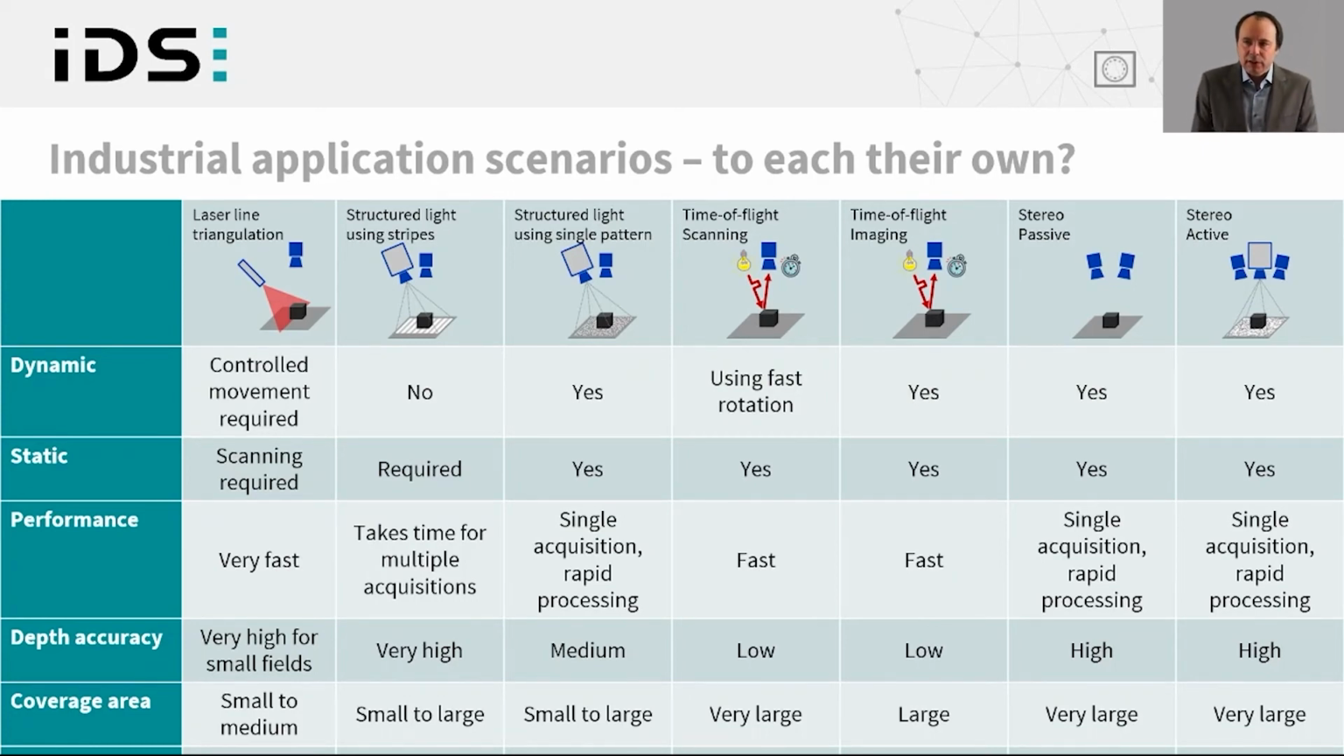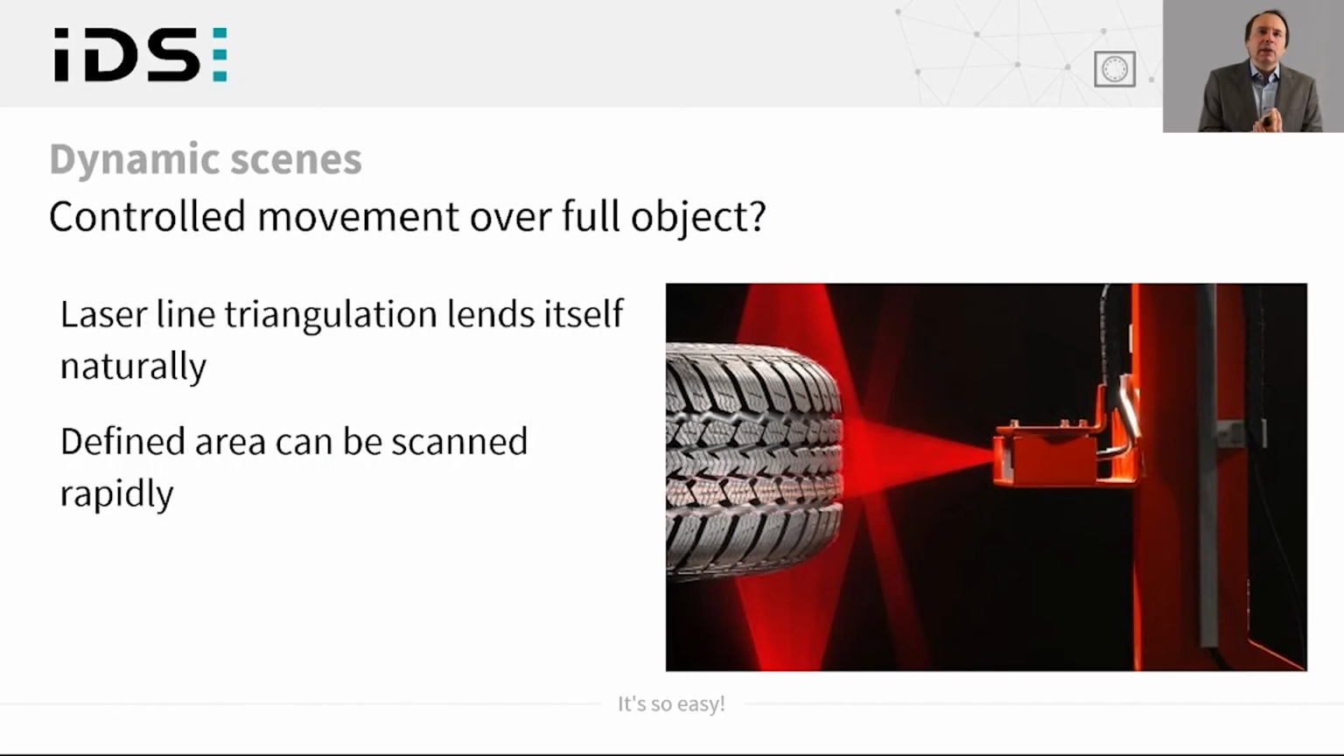Now, after looking at this overview, let's look at a few application cases for the end. And we've mentioned often dynamic scenes. If you have controlled movement over the full object, then laser line triangulation lends itself to it naturally. You can scan a defined area very rapidly. So a typical application would be inspection here, detailed inspection of a rotating piece where you have the movement controlled.